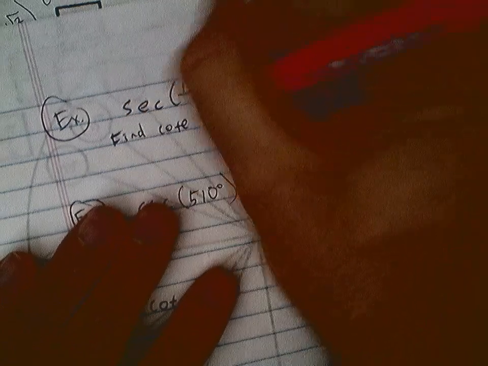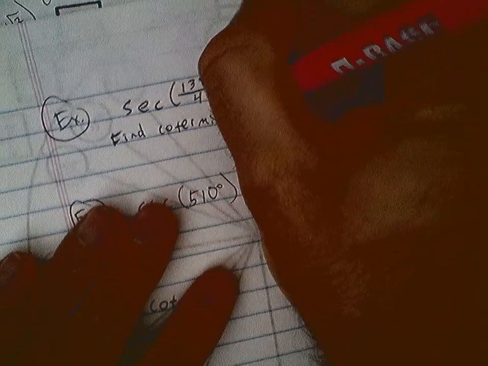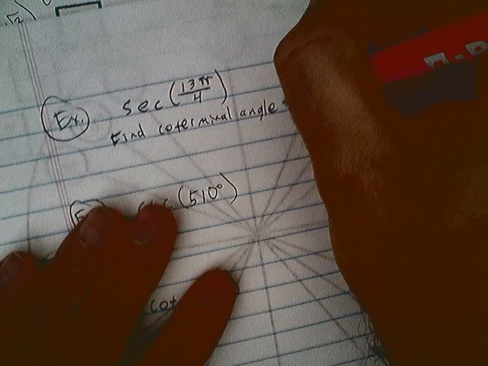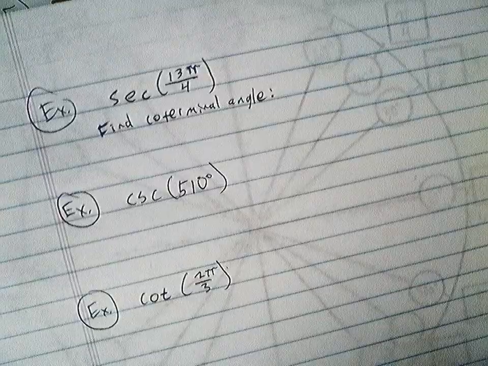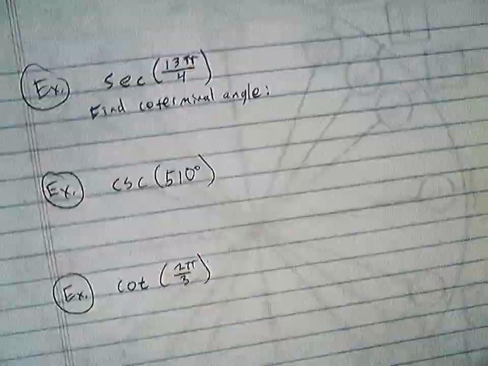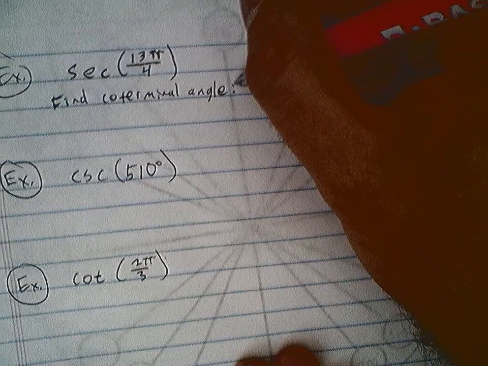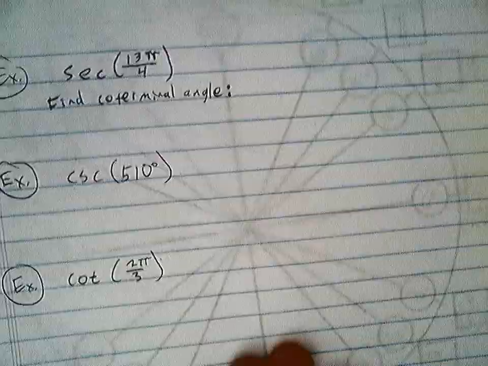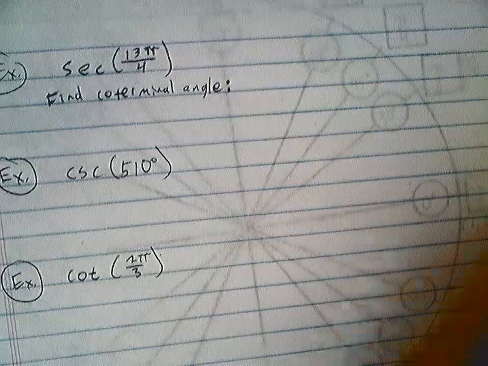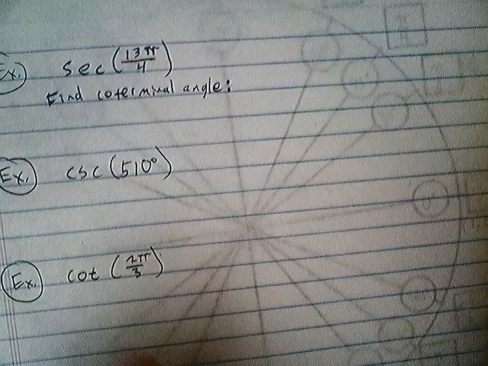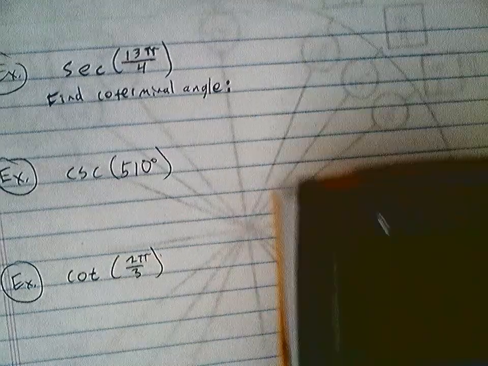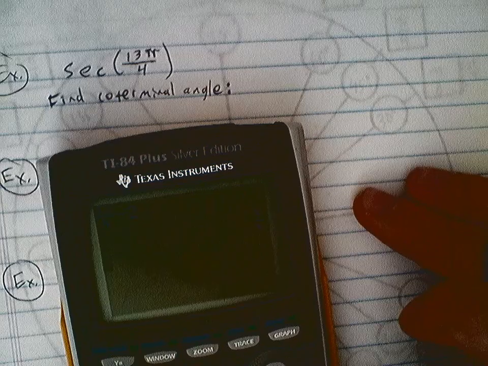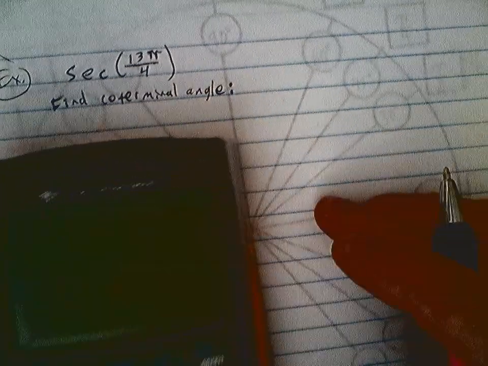So the first thing that I'm going to do in trying to tackle this problem is find a coterminal angle for this. Because if I can find what angle it corresponds to on the unit circle, then it should be pretty straightforward to figure out what the secant of this angle actually is. So 13 pi over 4, I want to find a coterminal angle for that. And to do that, I'm going to subtract 2 pi.